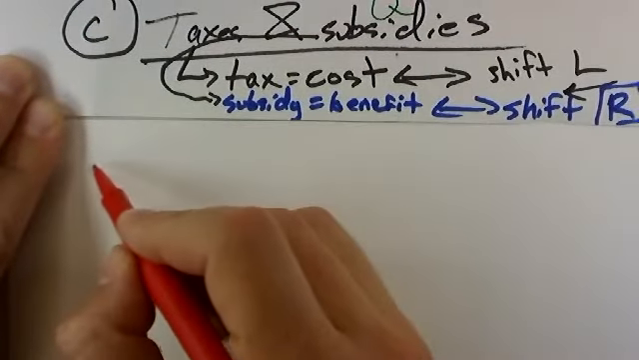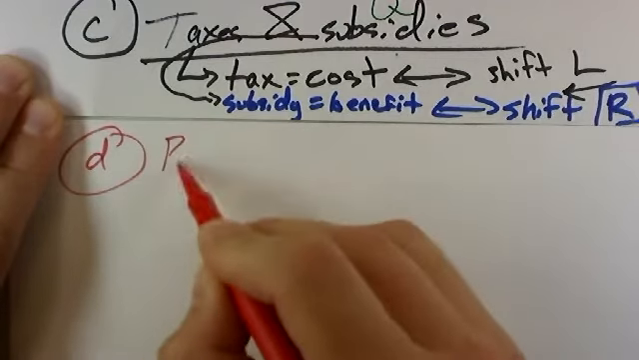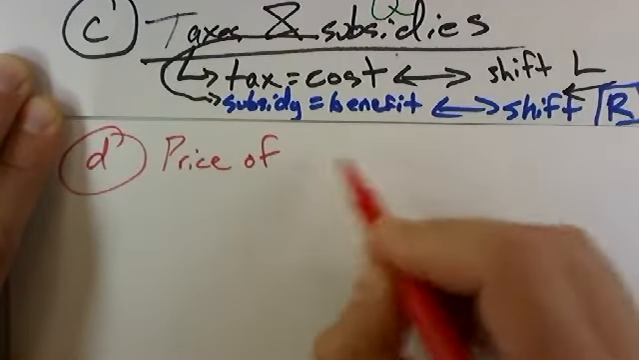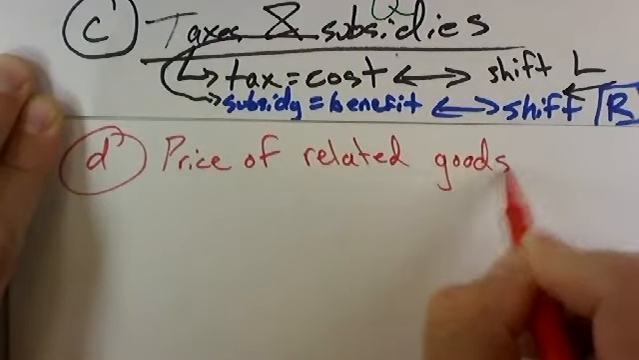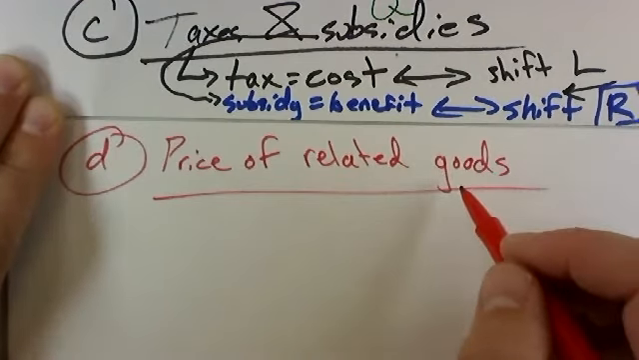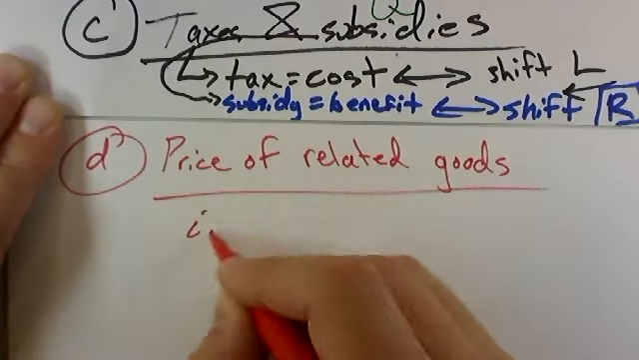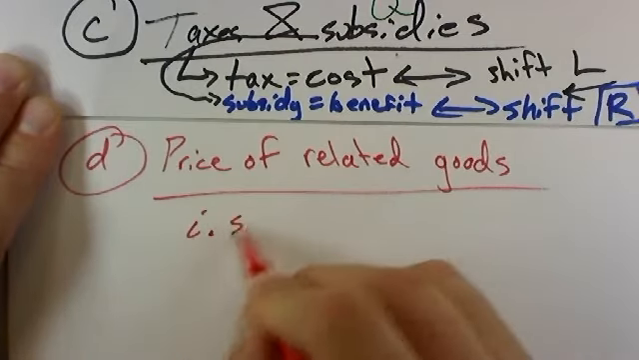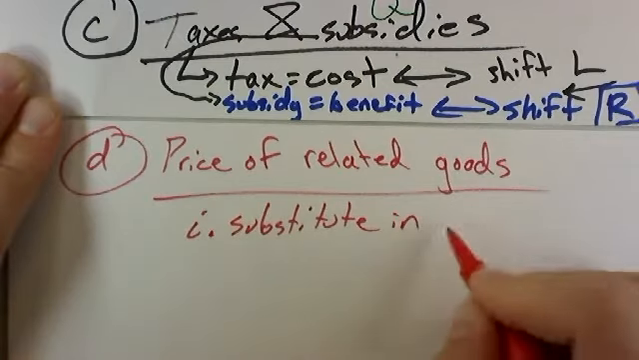And to further complicate things, because why not, we also think about the price of related goods when we're talking about the supply curve, right? The shifts of the supply curve. And just like before, right, we've got substitutes and complements. So now we have something called a substitute in production.